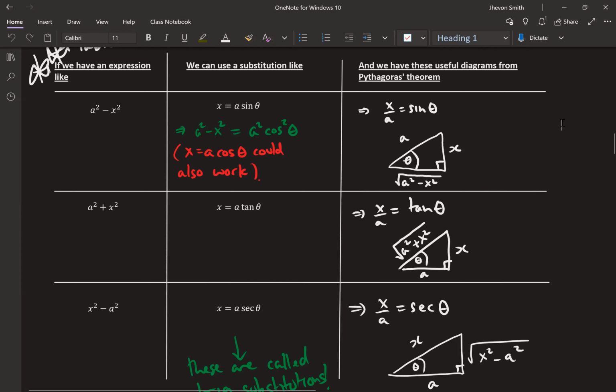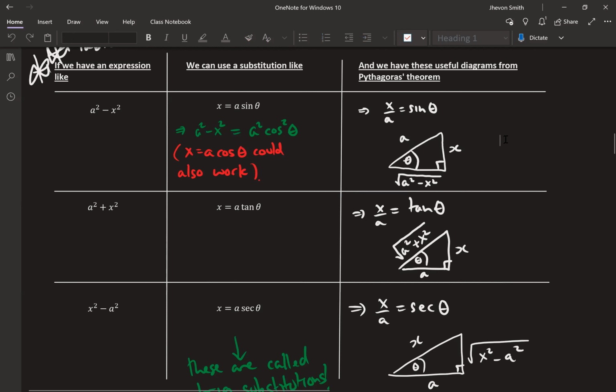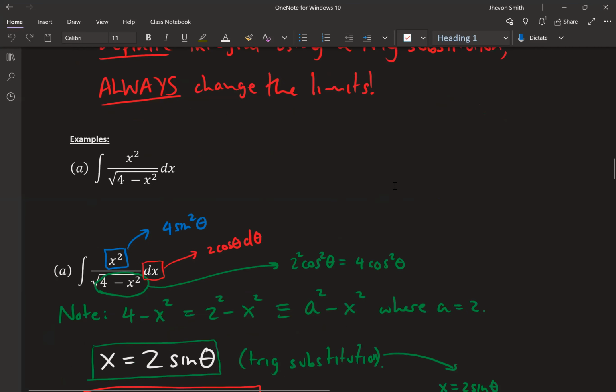Now, I also mentioned that when you're doing a trig substitution, the back substitution process itself can be long. It can almost be as long as it was to figure out the answer to the integral in the first place. I do recommend that if you have a definite integral, you avoid doing the back substitution phase altogether. That being said, we did a couple examples here.